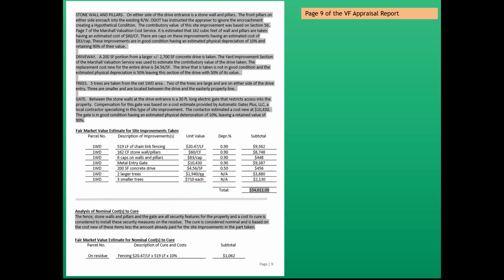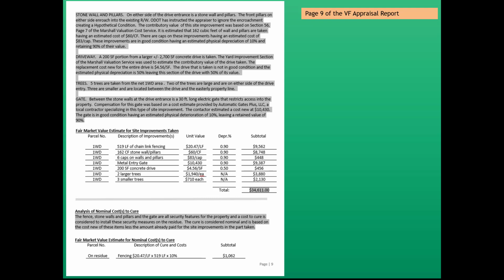Stone wall and pillars, I'm not going to read that word for word because we've already gone over that in a previous module, but we used the Marshall Valuation Service, came up with a unit value of $60 per cubic feet. There were 162 cubic feet taken. They were in good condition, so they retained 90% of their value. So their contributory value was $8,748.